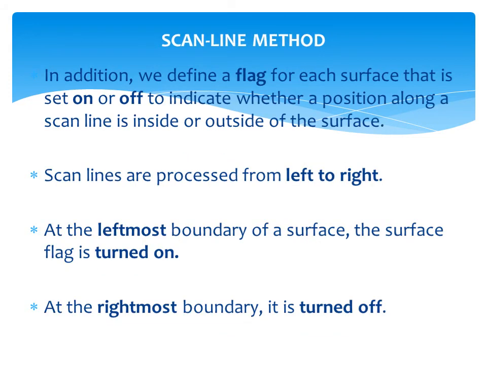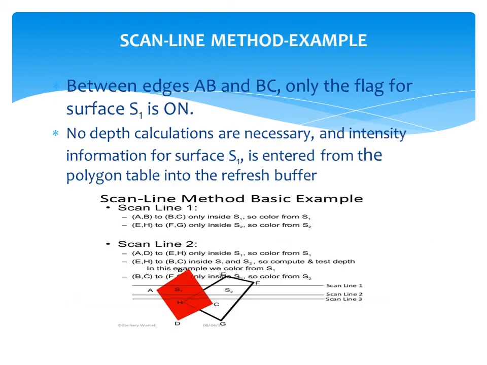One more thing we are using here is a flag. The flag will be set either on or off to indicate whether a position along the scan line is inside or outside of the surface. Scan lines are processed from left to right. At the leftmost boundary of a surface, the surface flag is turned on. When reaching the rightmost boundary, it will be turned off. See the example over here.